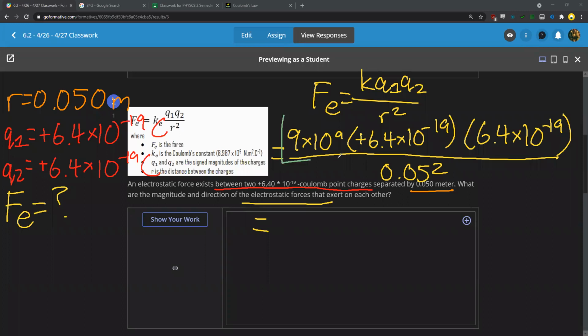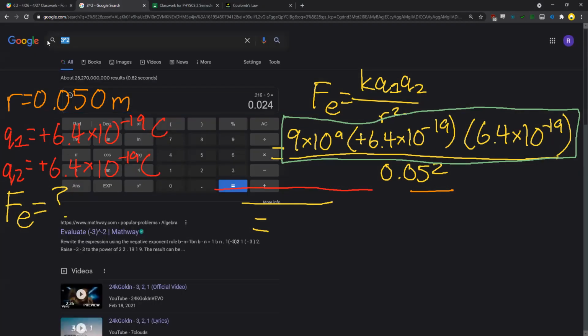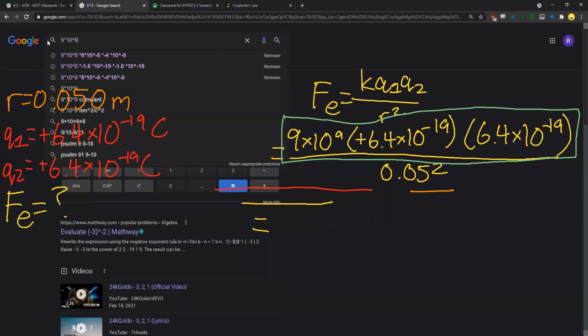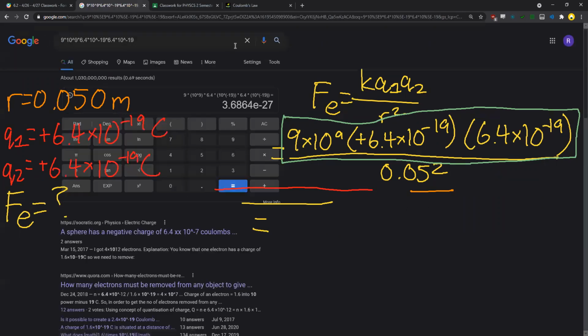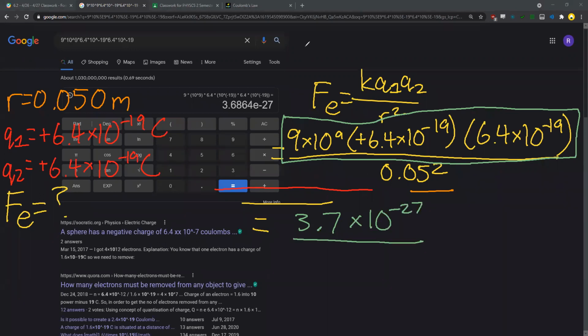And we're gonna do the top part first. We're gonna multiply the entire numerator first. So we'll multiply the entire thing, plug it onto a calculator, and we get 3.7 times 10 to the negative 27. Then 0.05 squared. So you can do the bottom now if you want to.